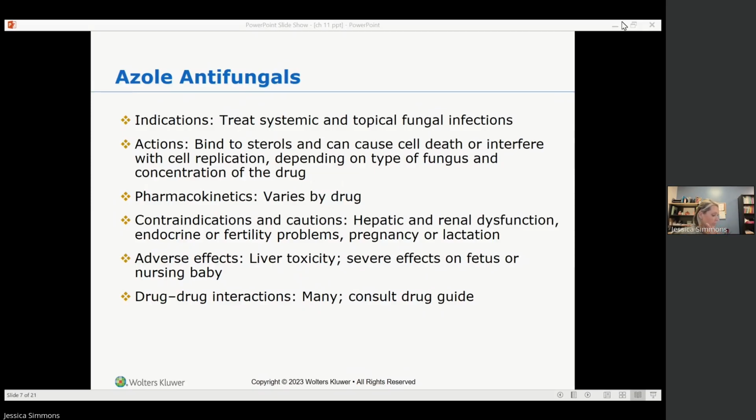Specifically, ketoconazole is extremely hepatotoxic. Okay, so you want to make sure that you are watching for jaundice, dark urine, clay colored stools. Okay, you want to make sure you have a baseline liver function study and monitor liver function monthly. Okay, and then if manifestations occur, notify the provider, discontinue the medication.